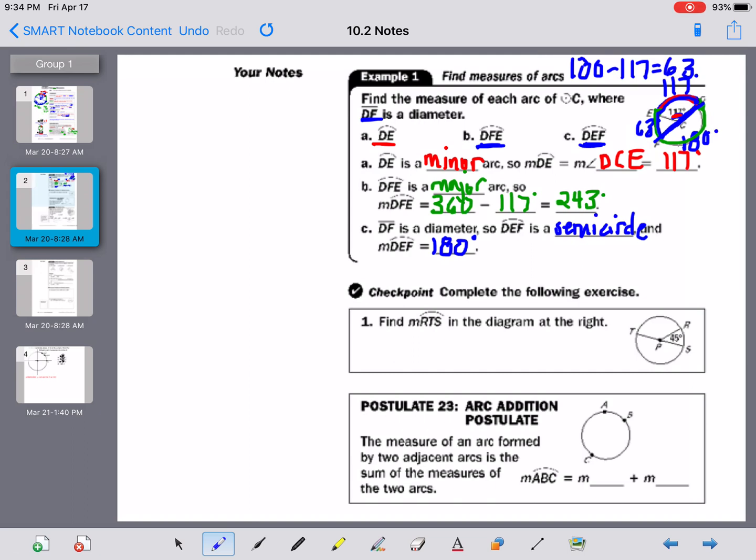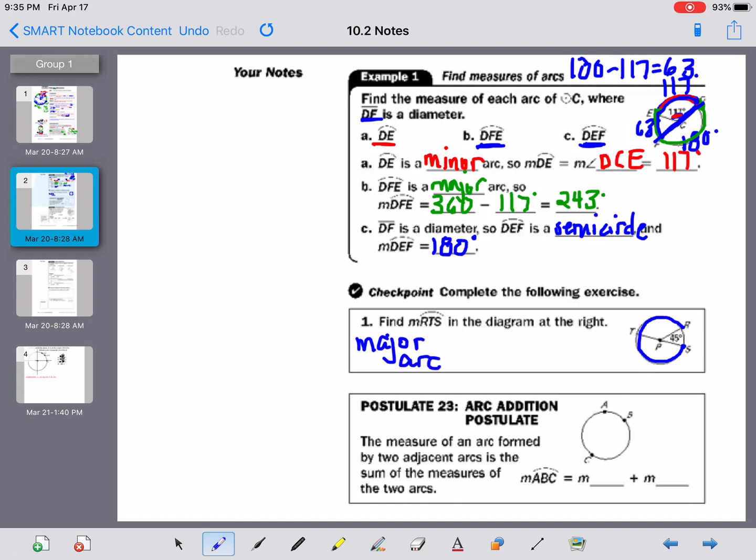All right, moving on to our checkpoint. It says find the measure of arc RTS in the diagram at the right. Three letters, let's play dot to dot with it. I started at R, to T next, and finally to S. And I notice, with as much of that circle there, that I'm definitely looking at a major arc.